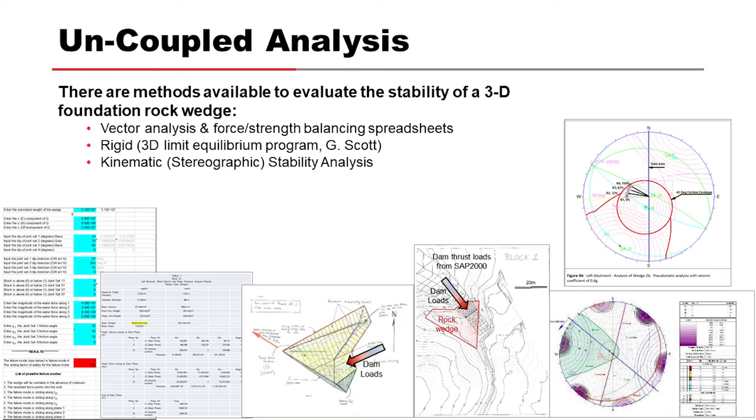So on the examples below, on the far left, you can see the vector analysis force strength balancing spreadsheet that a lot of the structural guys use. And then here is one of the rigid 3D equilibrium programs and the output. And then this is looking at it visually to apply the loads for input. And then on the far right are the stereonet progressions, kinematic input, and the different planes of concern. You need to get the loading conditions from the structural analysis to utilize all these programs or approaches.